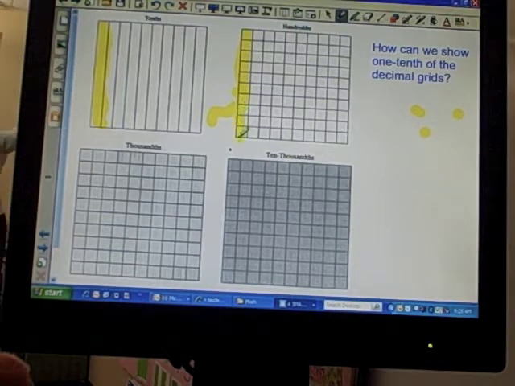What would it be for the thousandths? Well, can you tell me? It would be the same, wouldn't it? And for the 10,000ths? Same thing. It would be the same. So what would you call those? Is it still called 1/10? Yeah. Could you call them something else?